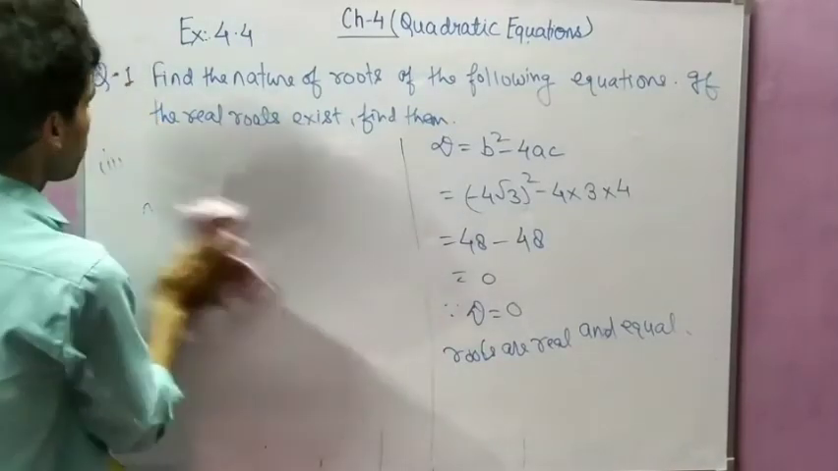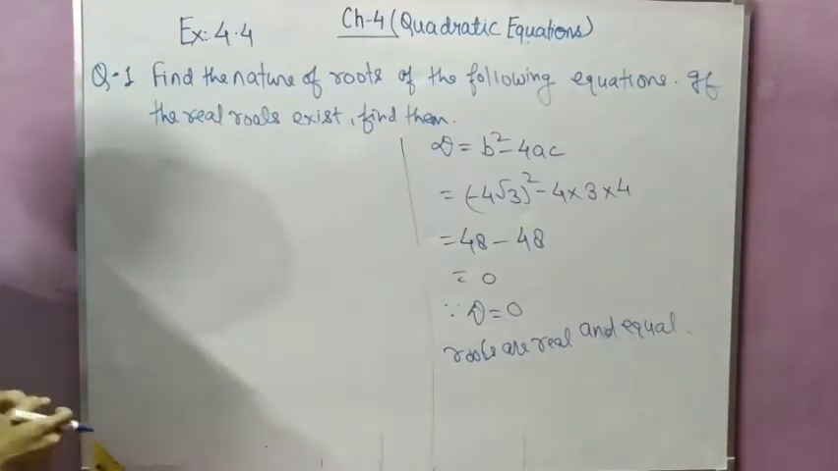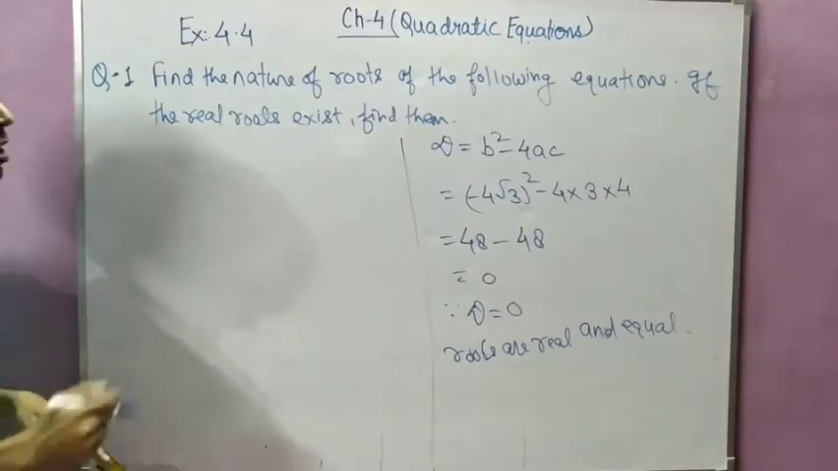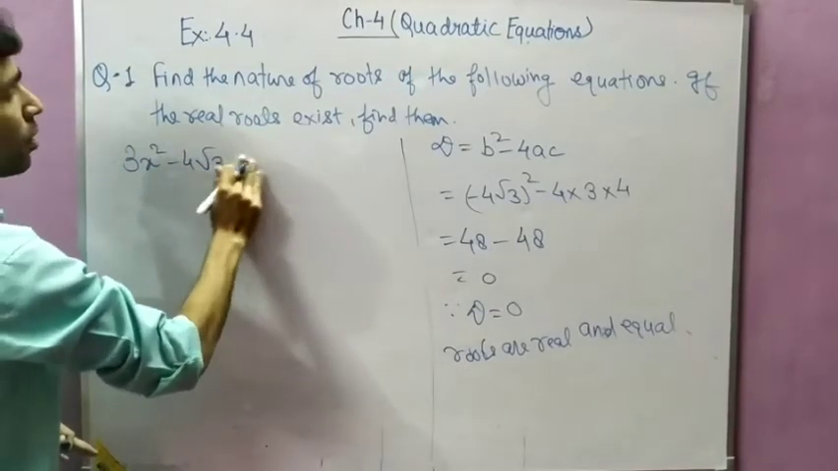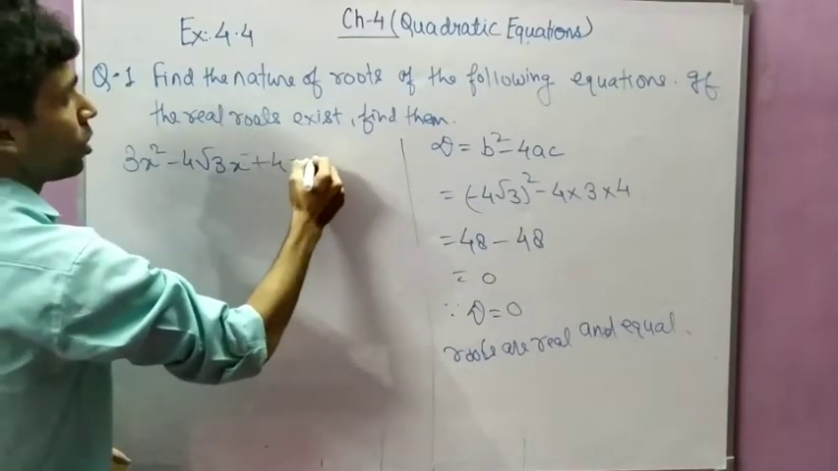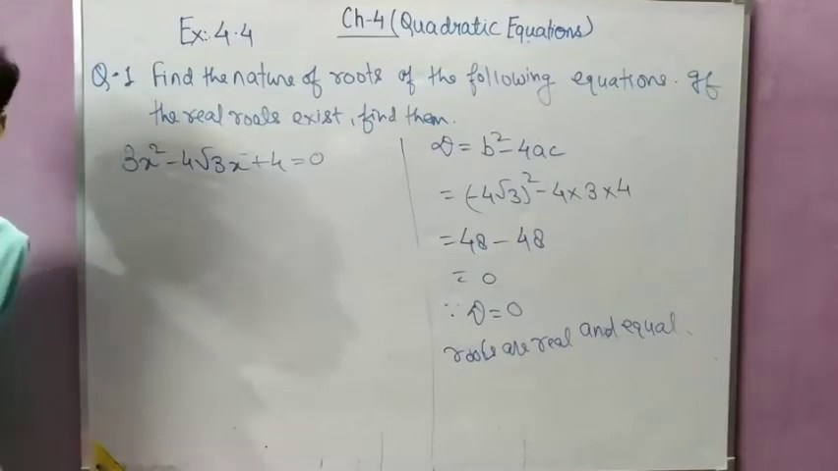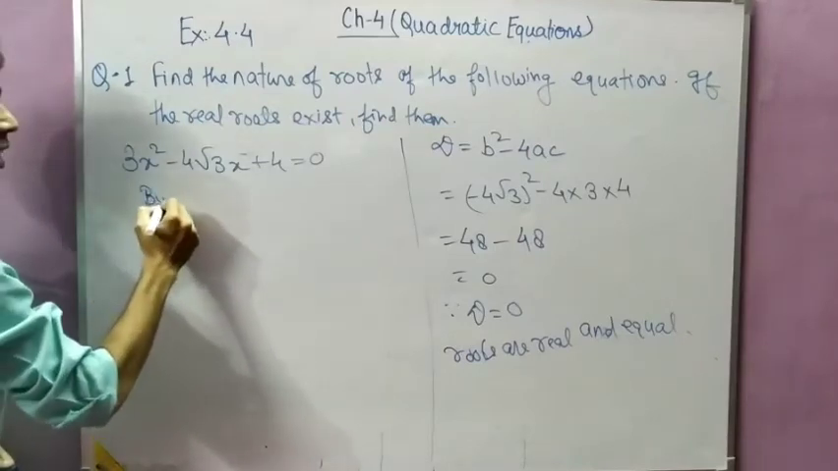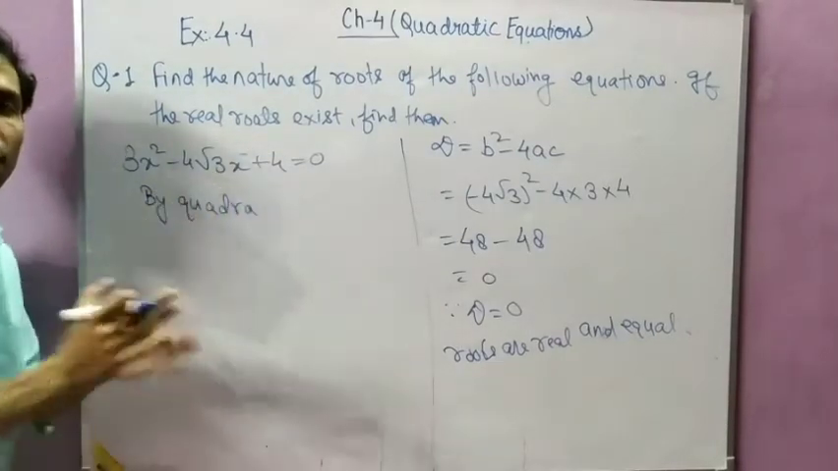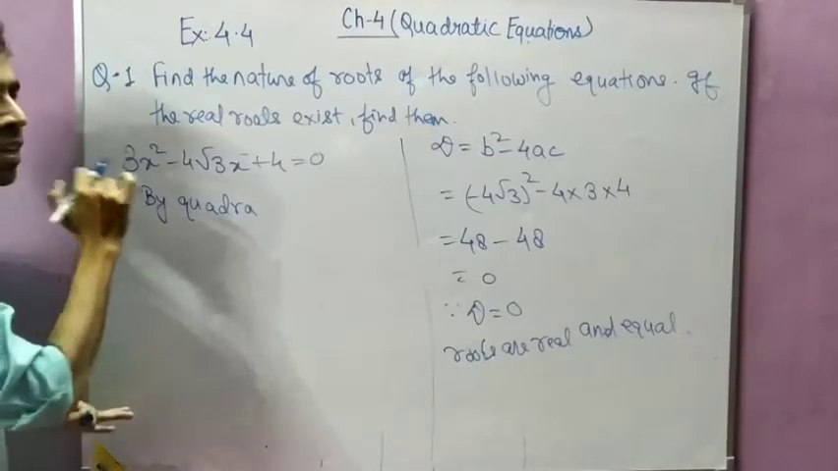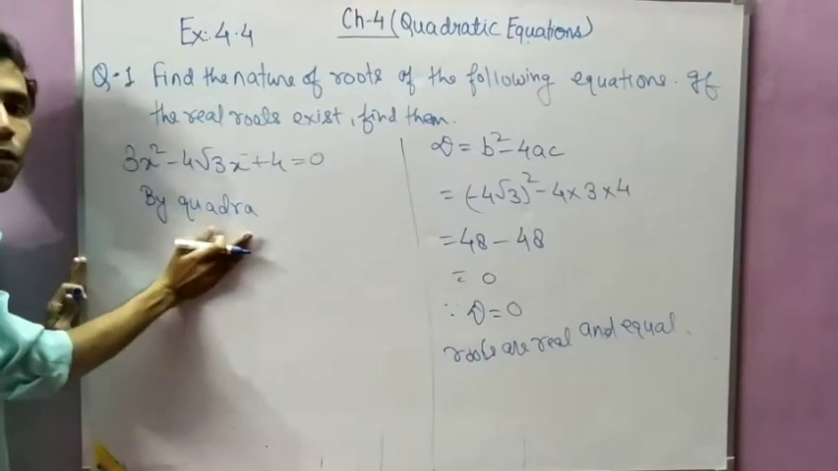In this case, roots are real, so we have to find the value of the roots. So we have to solve the quadratic equation. The quadratic equation is 3x square minus 4 root 3 x plus 4 equal to 0. Now I am solving it with the help of Sridharacharya method, the quadratic formula, because it is easy to solve. Whenever you see a root type of question, you directly apply the quadratic formula, because factorization is a little bit difficult. So here I am applying the quadratic formula method.